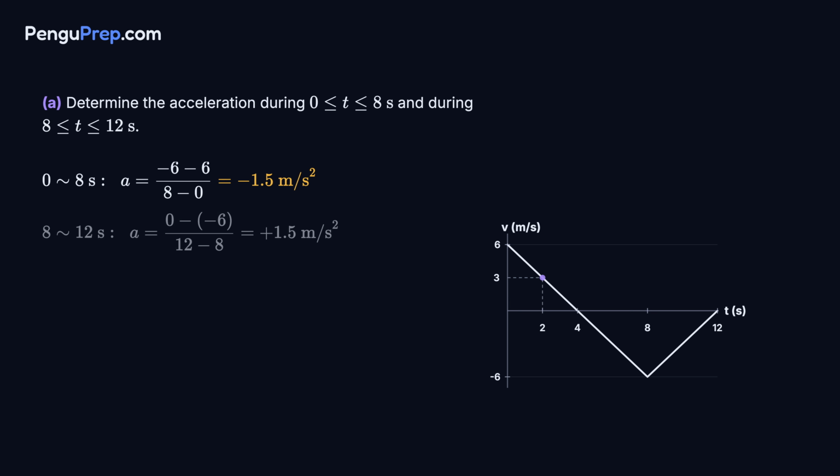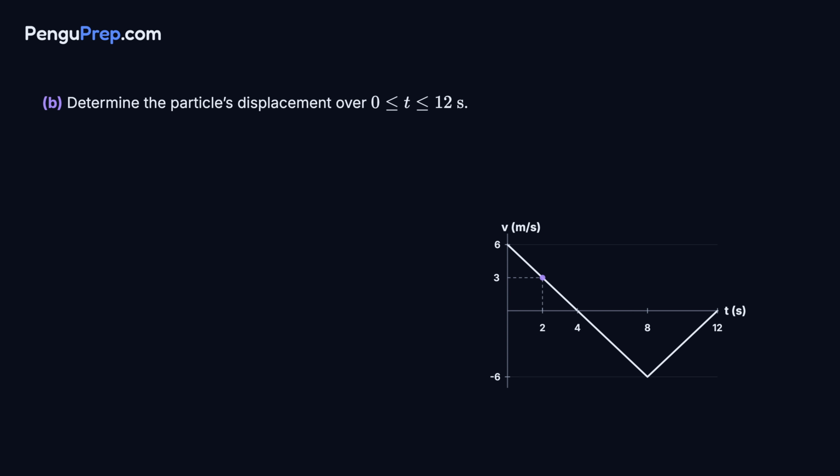You can find the acceleration for 8 to 12 seconds in a similar way. We'll move on to B for now. For B, you need to find the displacement from 0 to 12 seconds, and you can do this by finding the area underneath the velocity curve from 0 to 12 seconds.